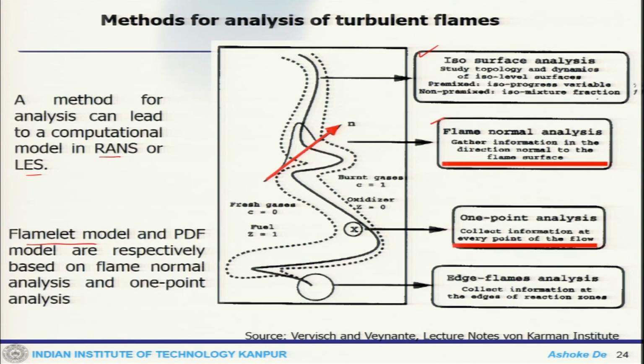So, when you look at the flame normal analysis, that means you try to derive your system or convert the system along the flame normal directions. That is where you get a flamelet kind of model. That means you define your turbulent flame front to be an ensemble of small laminar flame brushes. When you collect based on point analysis, this is where you get the PDF kind of approach, which we have seen in the turbulent case.